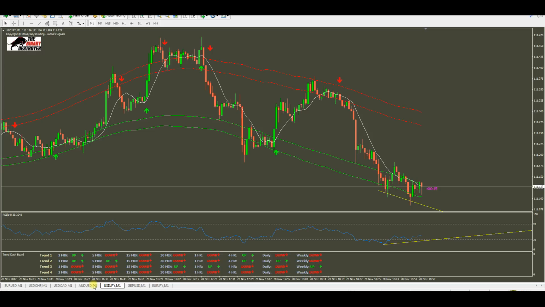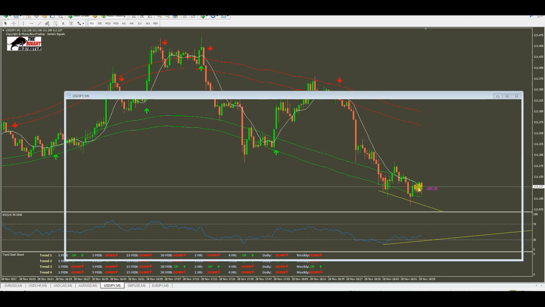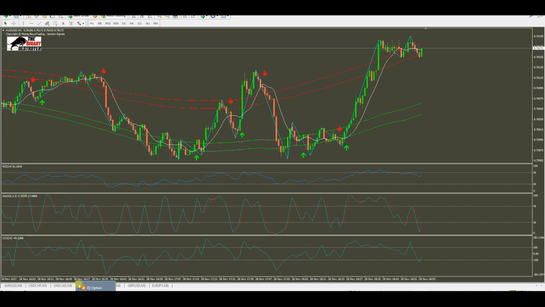I like AUD at the minute. See, that's going to rise. I'm going to jump into a USD JPY trade.